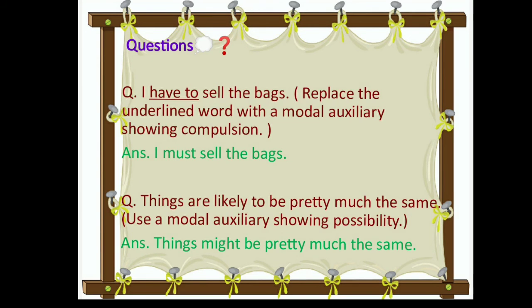Now let us understand what sort of questions may come in the exam. First one, I have to sell the bags. In the bracket, the instruction is given, replace the underlined word with a modal auxiliary showing compulsion. The answer is, I must sell the bags. So here, have to is replaced by the modal auxiliary must. Next example, things are likely to be pretty much the same. The instruction in the bracket is, use a modal auxiliary showing possibility. Answer, things might be pretty much the same.